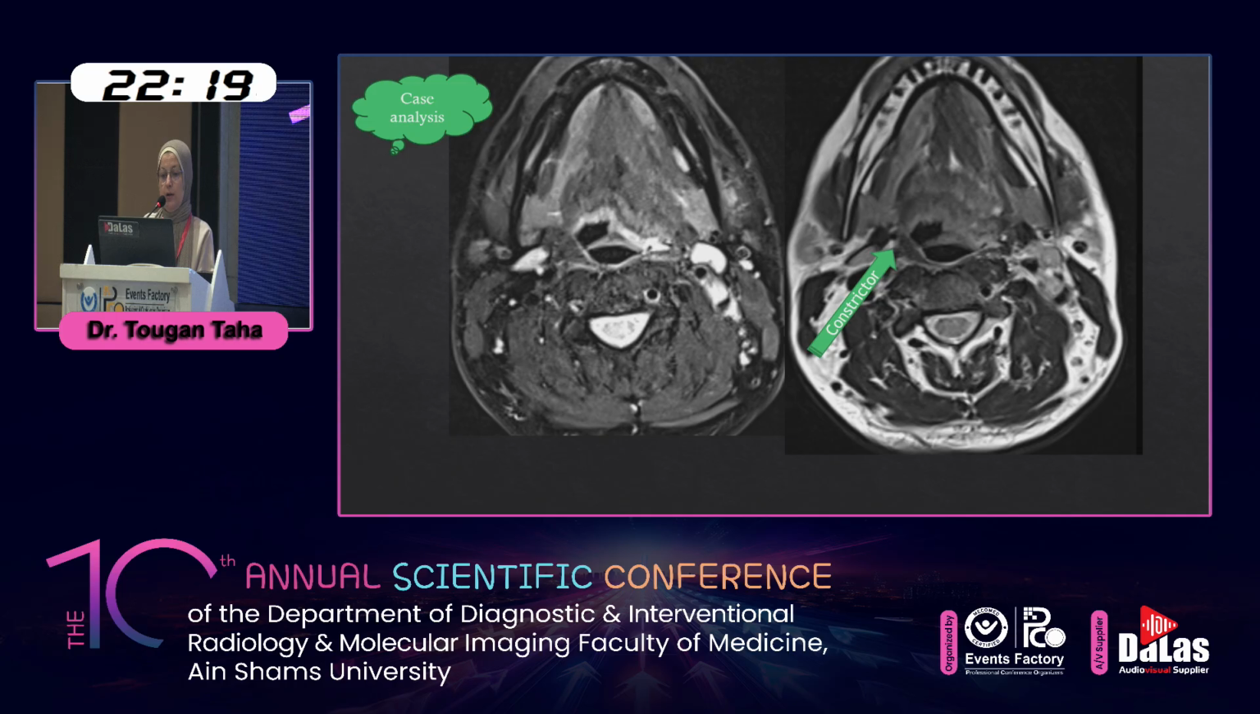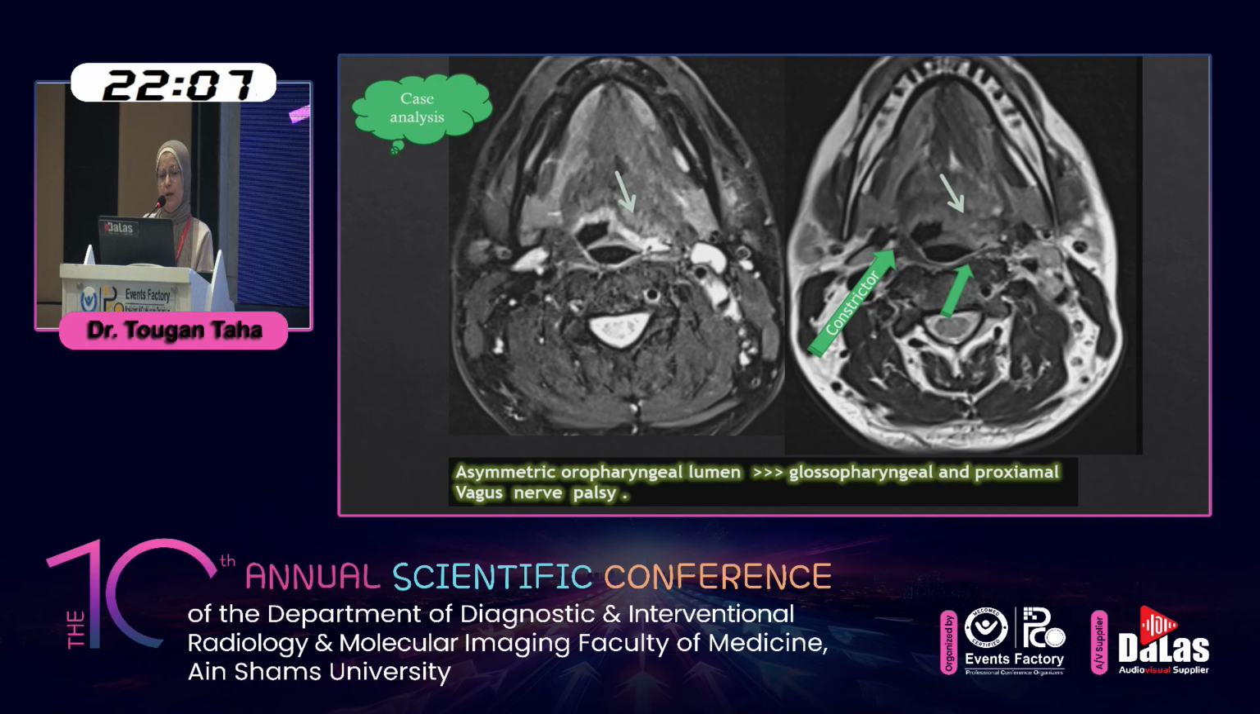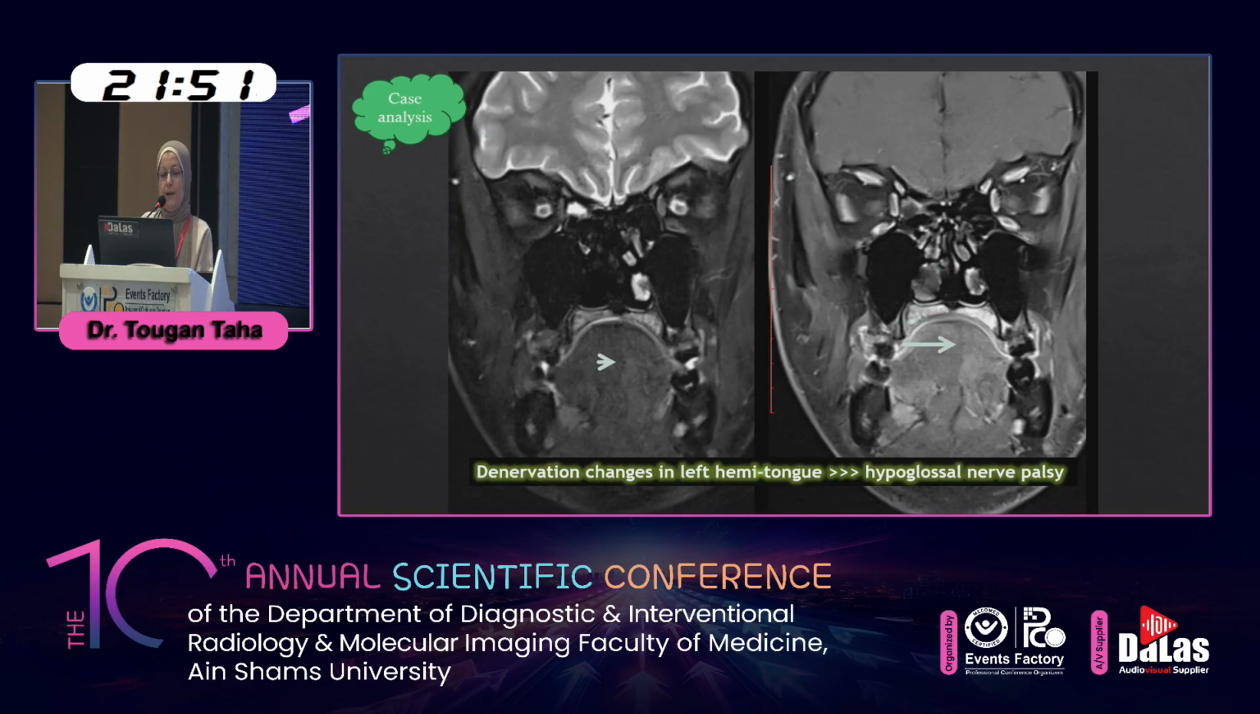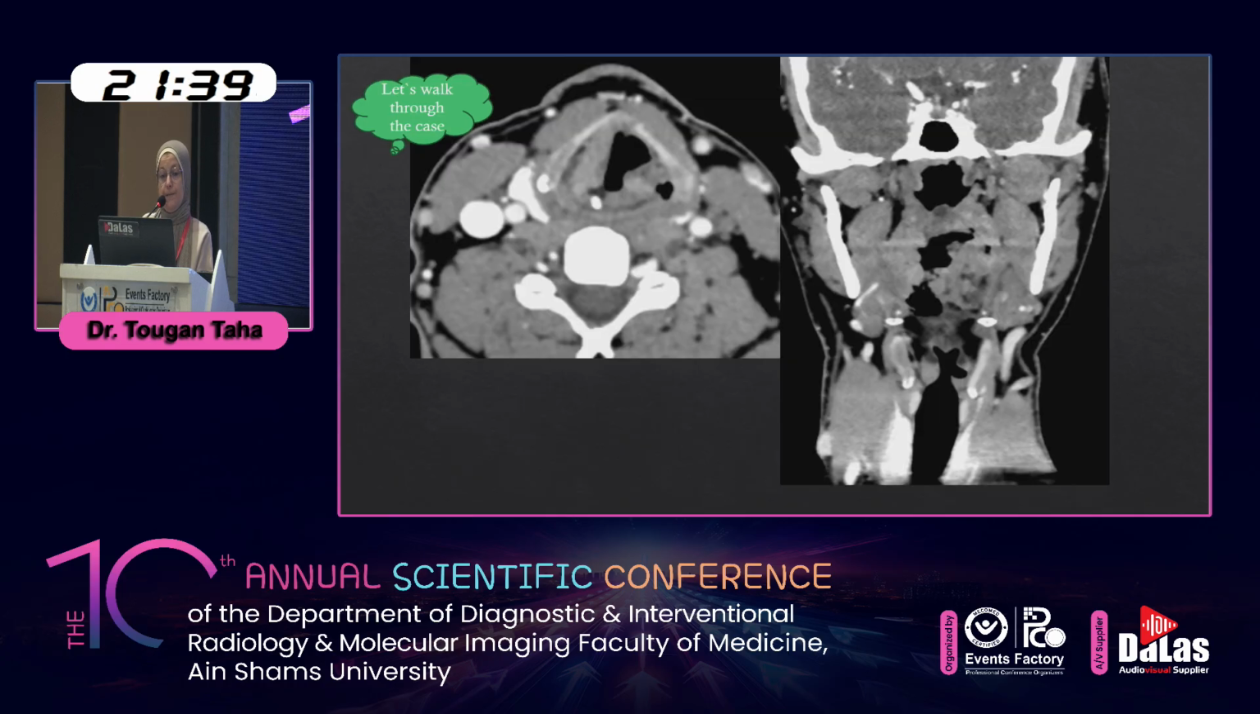This is the normal pharyngeal constrictor muscle, and these are abnormal constrictors, small in size, with atrophic redundancy, and there is asymmetric oropharyngeal lumen due to the redundant left side wall and descent of the soft palate. So this is an indirect sign that there is glossopharyngeal and proximal vagus nerve palsy. These are the denervation changes in the left hemitongue. There is abnormal high signal and faint enhancement, and these indicate there is hypoglossal nerve palsy. And these are the famous signs of left vocal cord palsy with medial tilt of the arytenoid, widened laryngeal ventricle, and secondary epiglottic fold, and this indicates vagus nerve palsy.